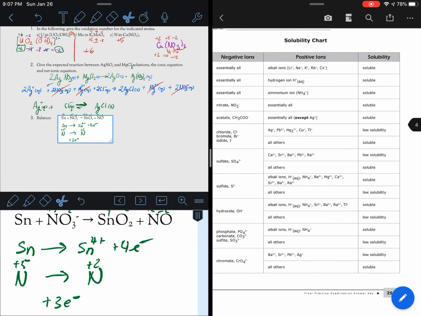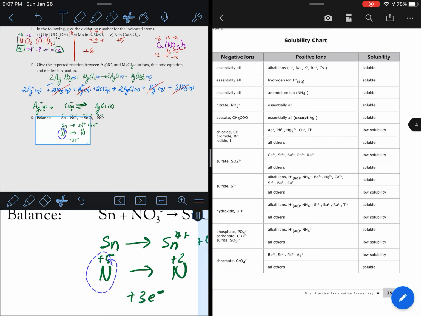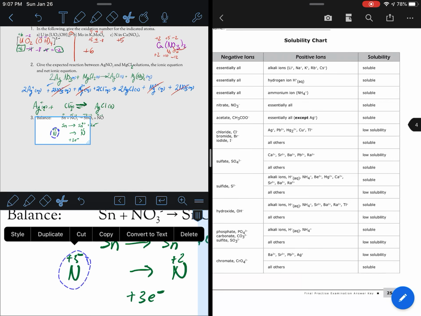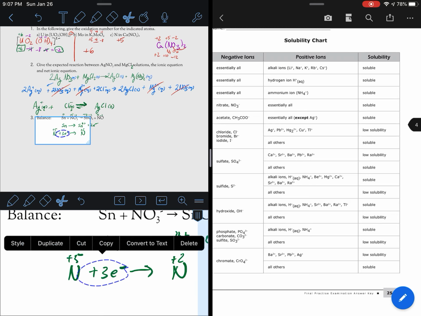Let's see if I can cheat here. Okay. Can do a little bit of cheating. Okay, I think I got my cheat down.